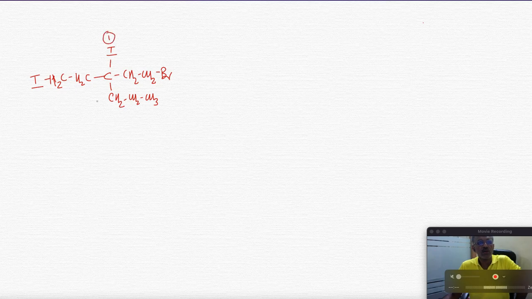Now here there is a confusion, because here also there is a carbon atom, here also a carbon atom, and here also a carbon atom. When such a scenario arises, when the same type of atoms are attached, how do we differentiate? You have to go to the immediate next atom.